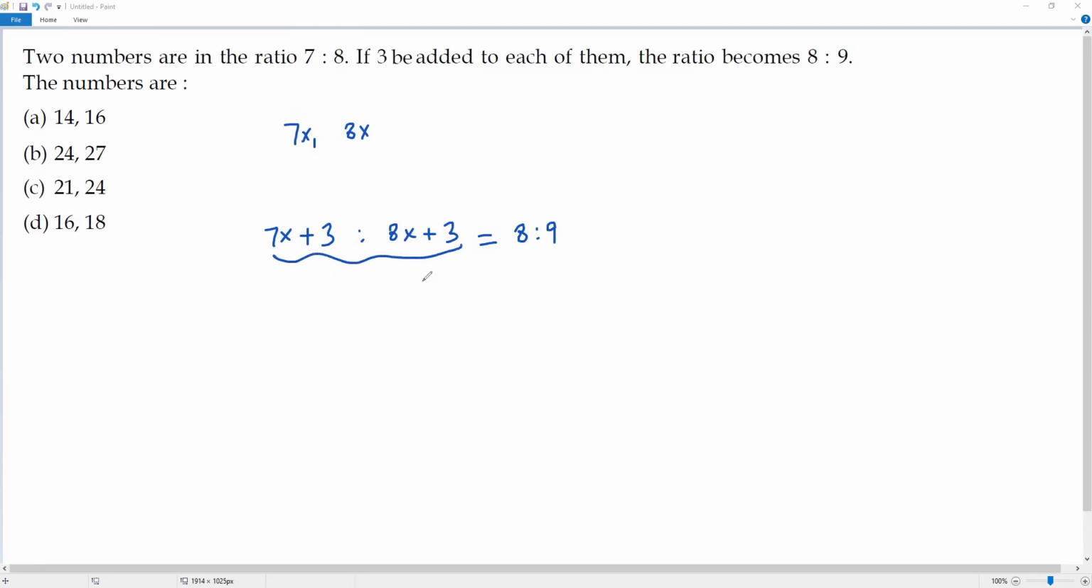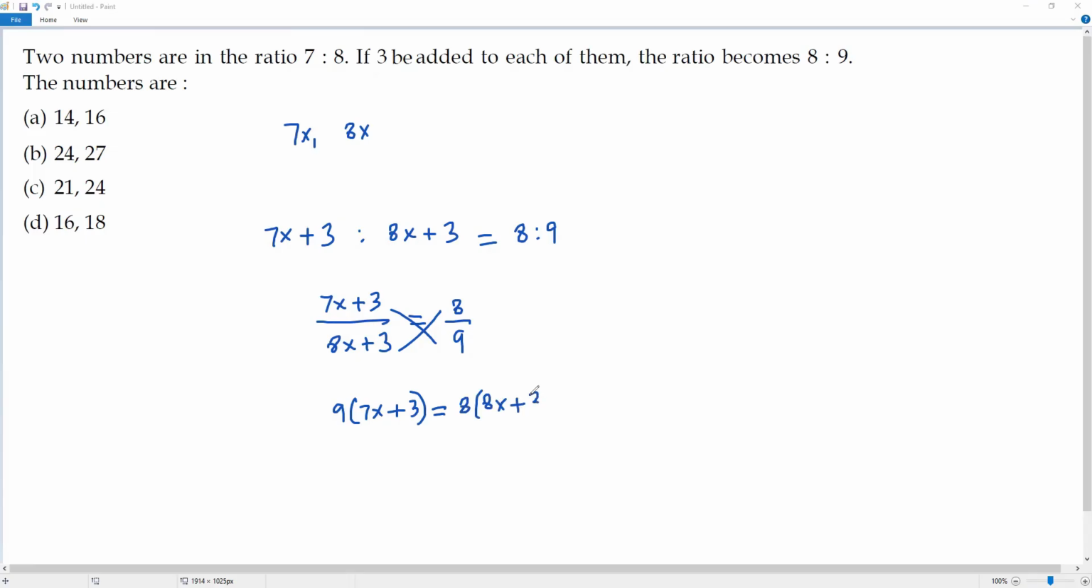Let me write this ratio as a fraction. Then we have (7x + 3) over (8x + 3). On the right side we get 8 over 9. Now let's do cross multiplication. Then we have 9 times (7x + 3) equals 8 times (8x + 3).